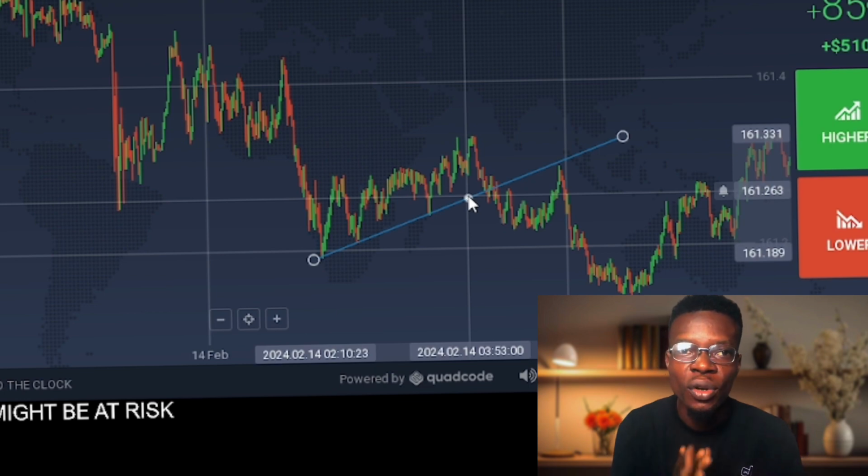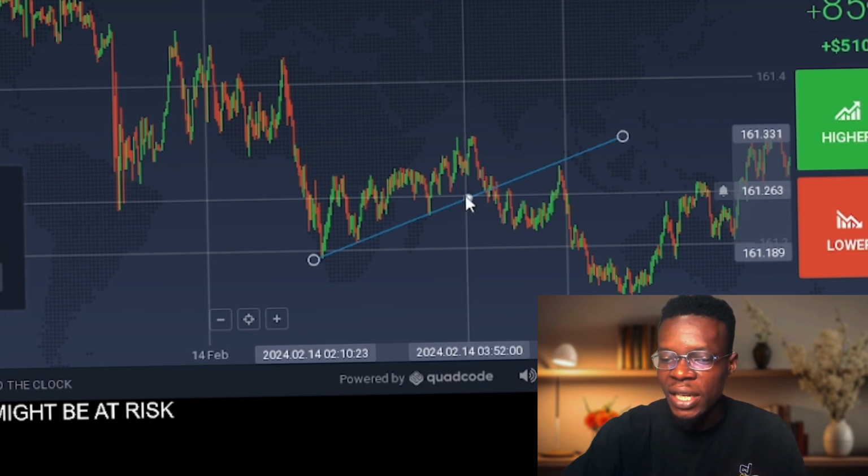Now if you are able to connect it properly, it is a sign that you're having a proper retracement and you have 75% chances of the price going in your favor if you have the structure broken in the future. Now you see exactly what happened here.